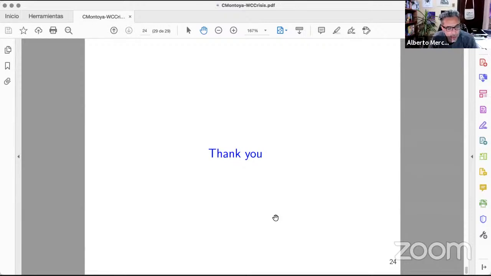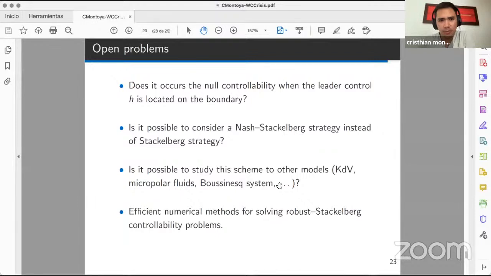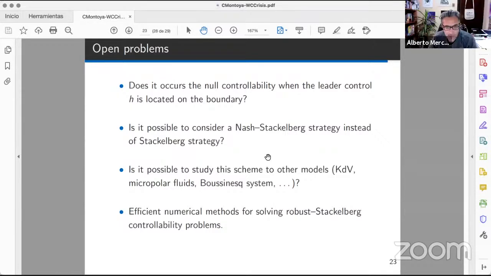Just for curiosity, what would be the problem for your first open problem? For instance, if the leader is acting on the boundary? Okay, this is one possibility to extend our result, if the leader is located on the boundary. But a priori, I guess there seems to be no obstacle about this. Or what do you think?